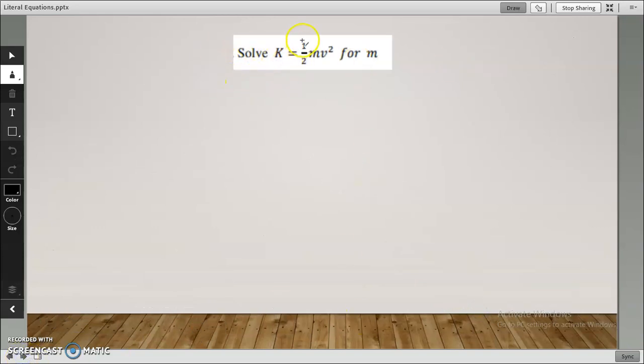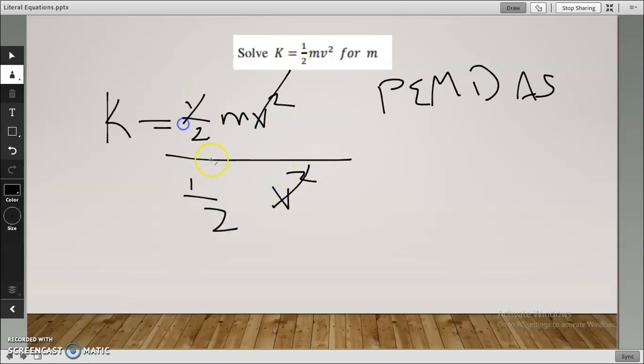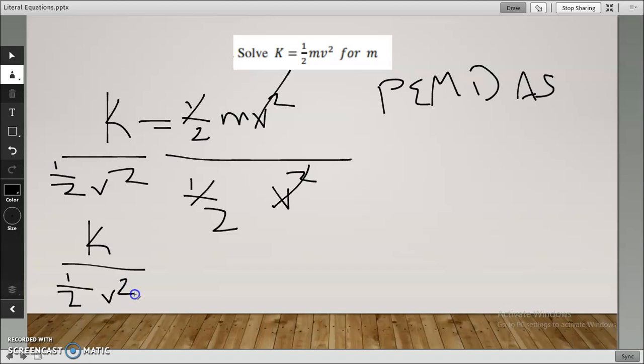All right, the next one is K equals 1/2 m v squared, and I want to solve for m. According to order of operations, I don't have any addition and subtraction, but I do have multiplication and division. So I am multiplying by this v squared, and I am also multiplying by this 1/2. So I'm going to go ahead and divide both of those. Whatever I do to one side, I have to do to the other. And so I get K divided by 1/2 v squared equals m.